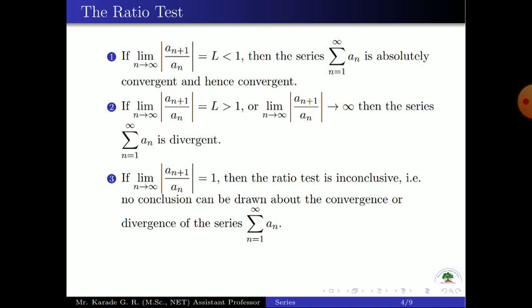And the third statement says that if the limit of that ratio mod a_{n+1} upon a_n as n tends to infinity is equal to 1, then the ratio test is inconclusive, that is, no conclusion can be drawn about the convergence or divergence of the series summation a_n. If the limit is equal to 1, in this case no conclusion can be drawn about the convergence and divergence of the series summation a_n.